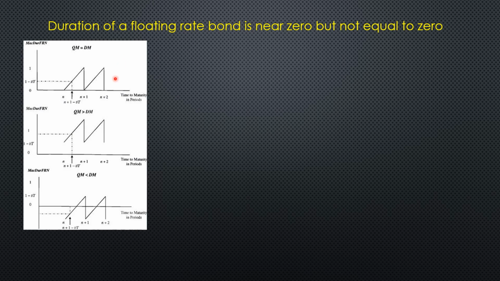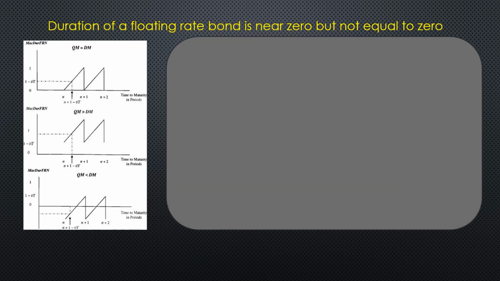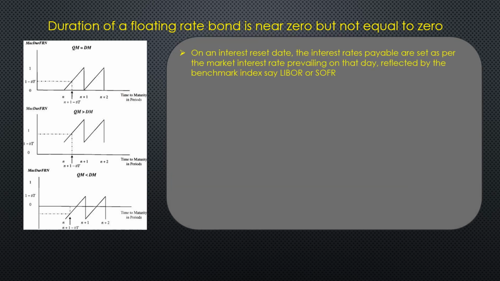Now this diagram shows the movement of duration of an FRN during the lifetime of the bond, especially during the time span between the interest reset dates. On an interest reset date, the interest rates payable are set as per the market interest rates prevailing on that day, reflected by the benchmark index, say LIBOR or SOFR. So the duration is near zero on interest reset dates, as evident from the diagram.